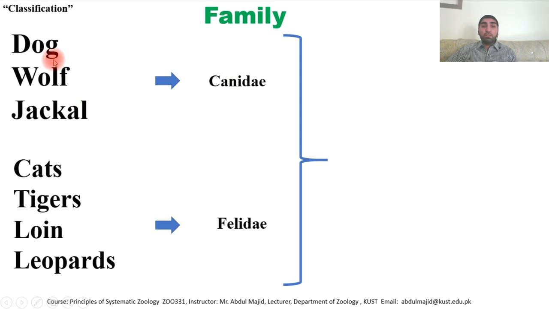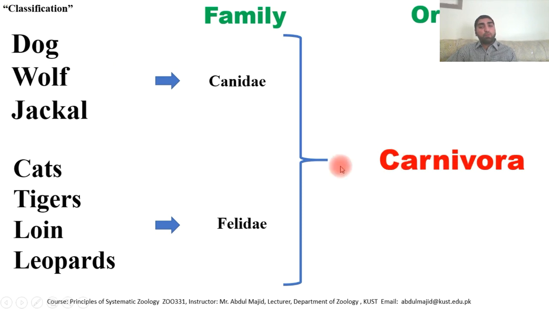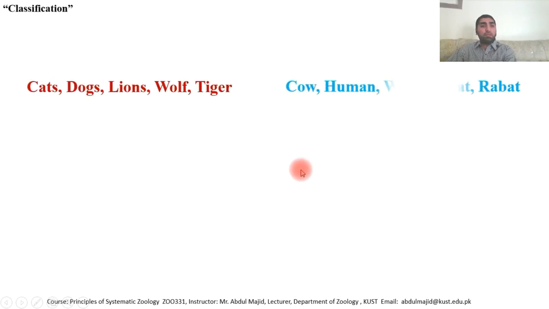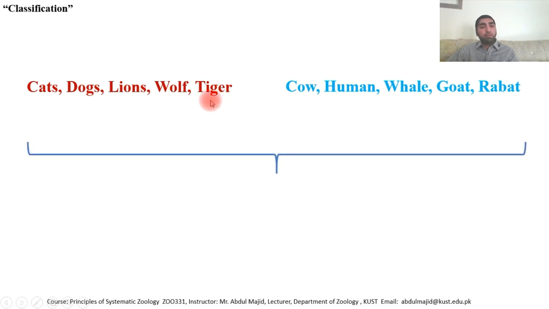So what are those characteristics in common? These all are carnivores. They feed on flesh, so that's why they are placed into order Carnivora. So what we do, we start from the species, and on the basis of the similarities we group them into larger groups, like species into genera, then genera into families, and families into orders. And now let's go to the next slide, where we will place, for example, cats, dogs, lion, wolf, tiger. They are in Carnivora.